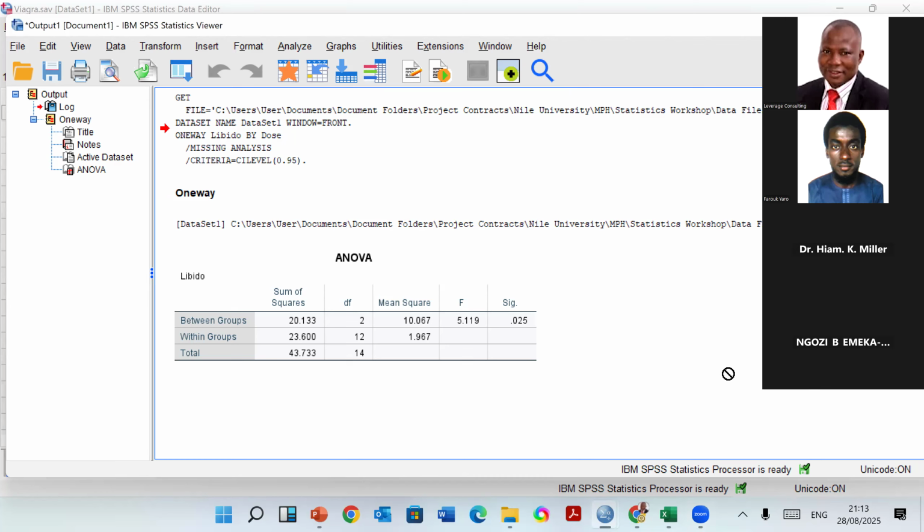Look at the output. Look at the first column. That's the way I say between group, within group, total. Everything about ANOVA is between group, within group, and the total. Let's look at the sum of square. That is when you remove the mean from a value and square it. Look at between group, 20.11133. That's what we calculated the other time. Within group is 23.6. The total is 43.733.